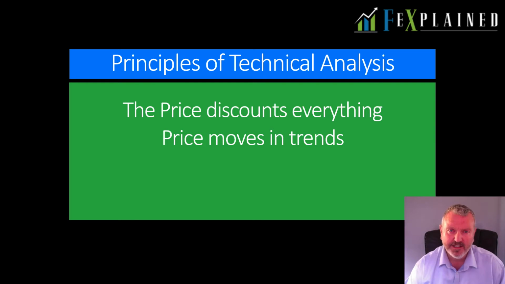The second principle of technical analysis is that price moves in trends. Trends are formed. This comes from Dow theory. Those trends can either be up, down or sideways trends, and we're trying to take advantage of those trends by buying in uptrends and selling in downtrends.